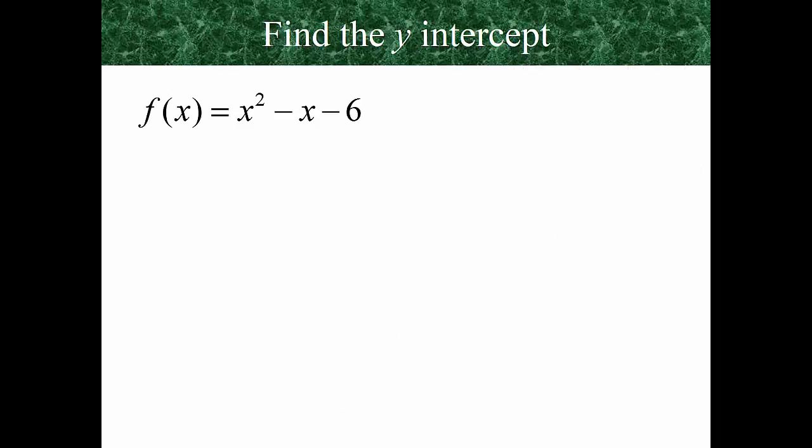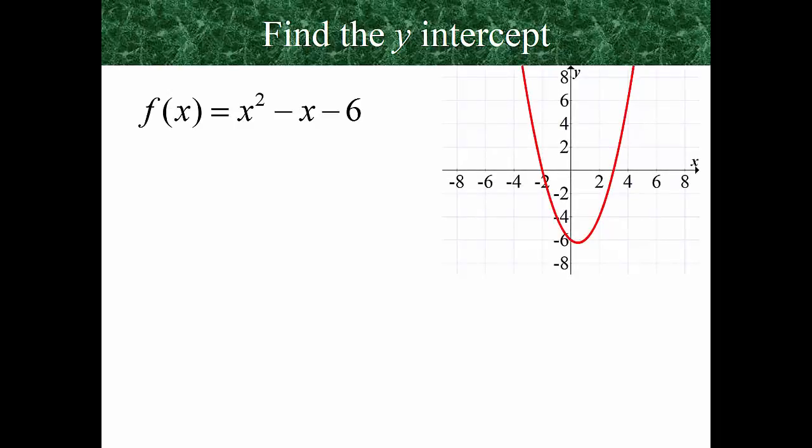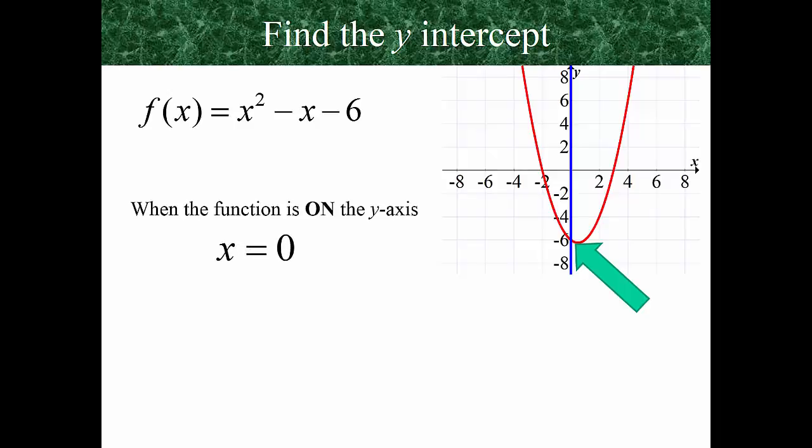To find the y-intercepts, it's a similar idea. Here's the graph of that function. We want to know where does it cross the y-axis. Well, any point on the y-axis has an x-coordinate of 0. So we're going to take our original function, put a 0 in place of the x, and see what we get. That's the y-intercept.